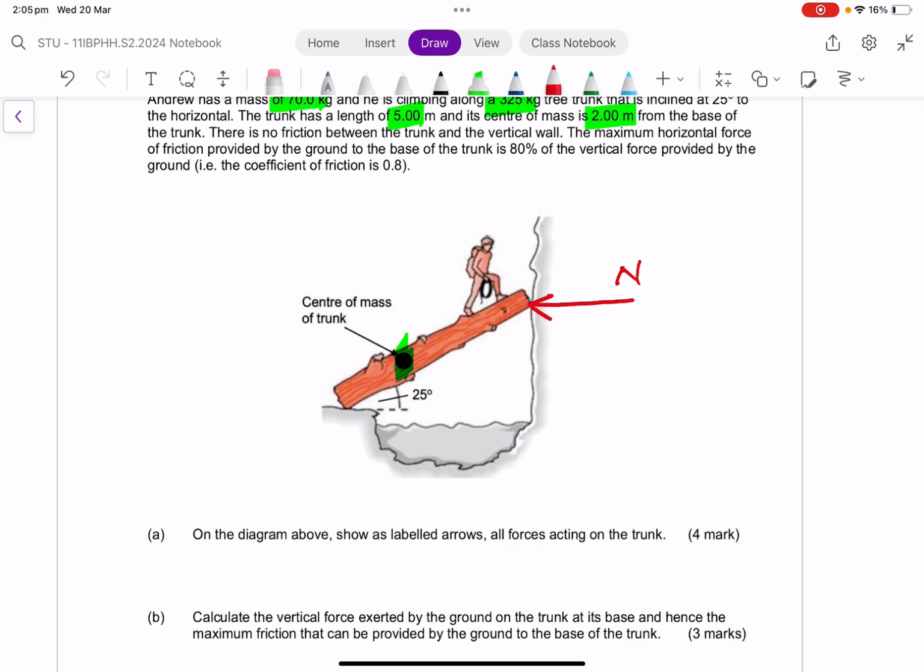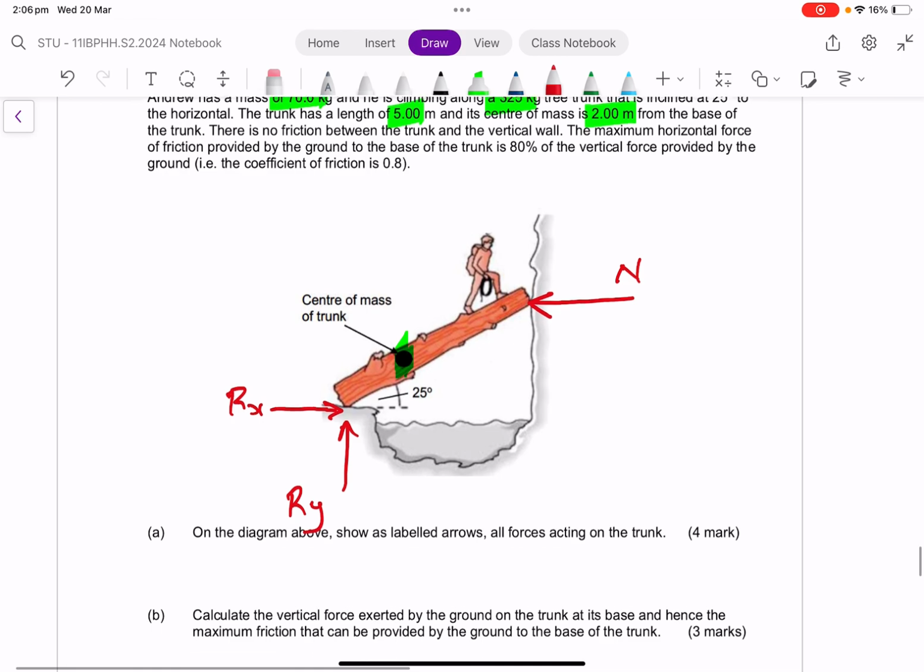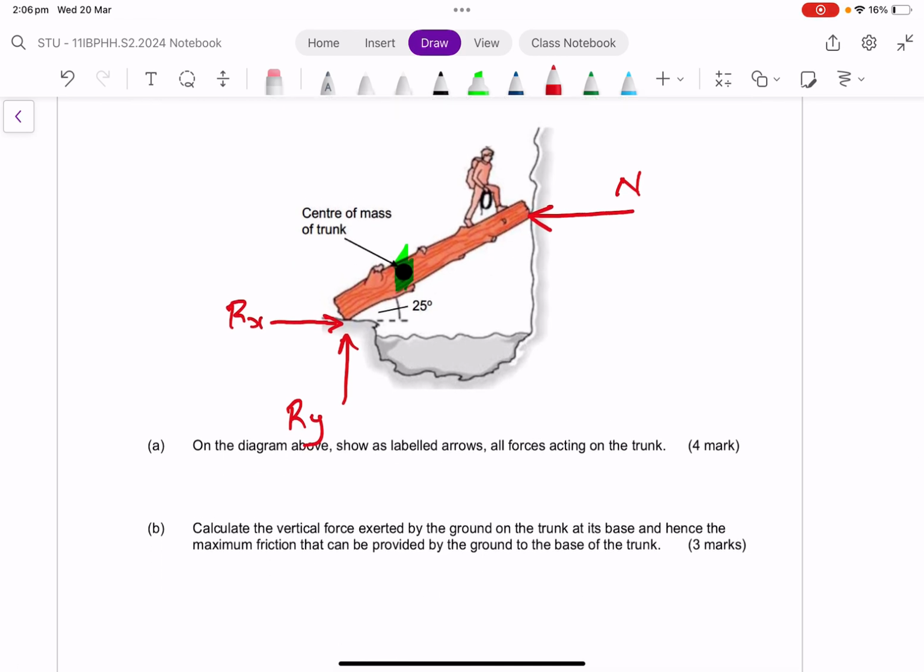Now the bottom has though, and as I do with my class at least, I always break up the reaction force into horizontal and vertical components. And that's what engineers do, and I want to know the vertical component pretty soon, because 80% of whatever that is going to be the maximum force of friction, i.e. Rx, right? The biggest Rx can be is 80% of Ry, according to the information in the question. Here, that is the weight of the trunk, right?